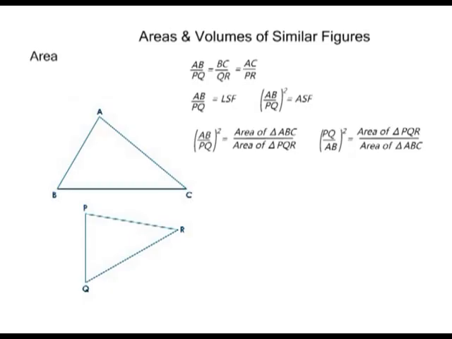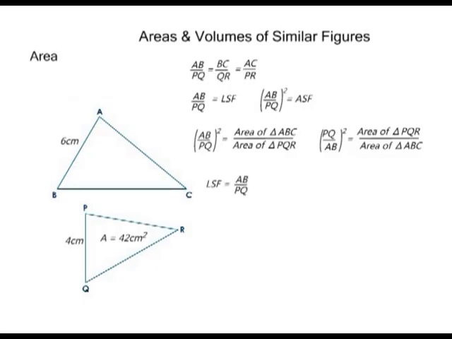And so, if you know the lengths of two corresponding sides and the area of one of the triangles, then you can find the area of the other triangle. Using real numbers, suppose the length AB is 6 centimeters and PQ is 4 centimeters, and the area of triangle PQR is 42 square centimeters. We can find the area of triangle ABC.